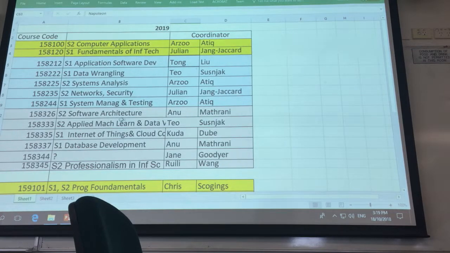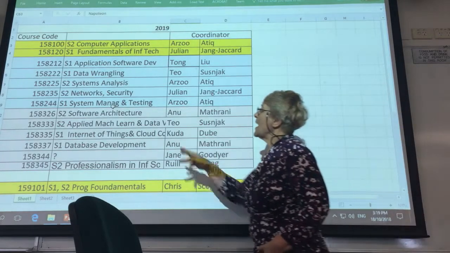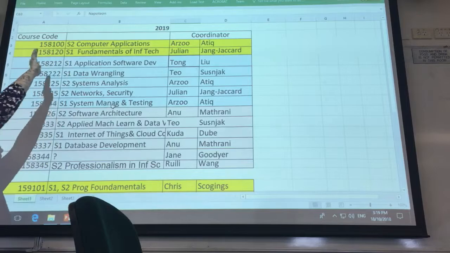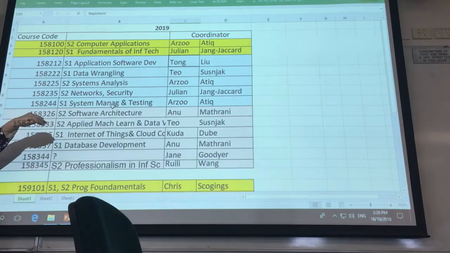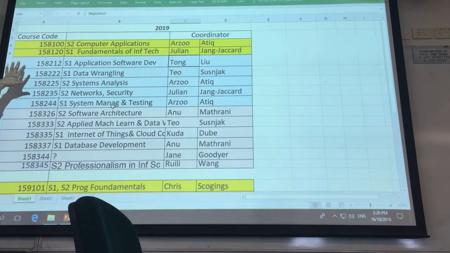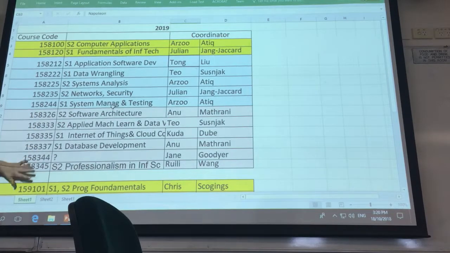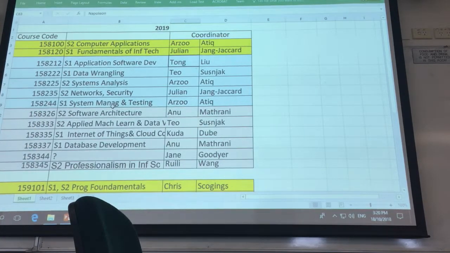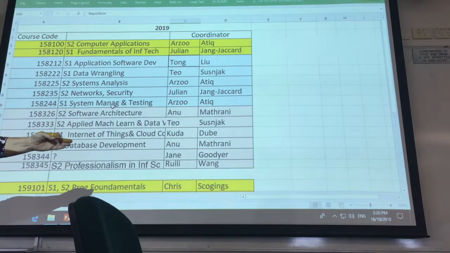So these are the 158 courses. S1 says it's taught in semester 1, S2 in semester 2, and yellow means stage 1 courses, blue stage 2 courses, purple stage 3 courses. And at the moment, these are the course coordinators.